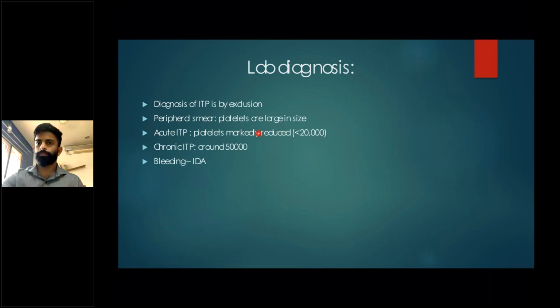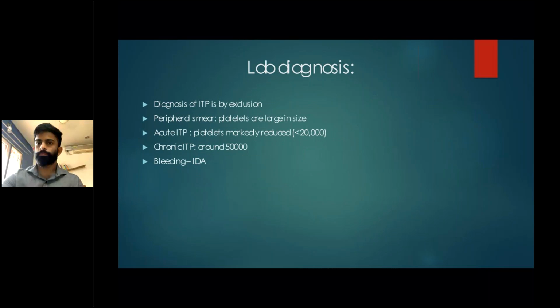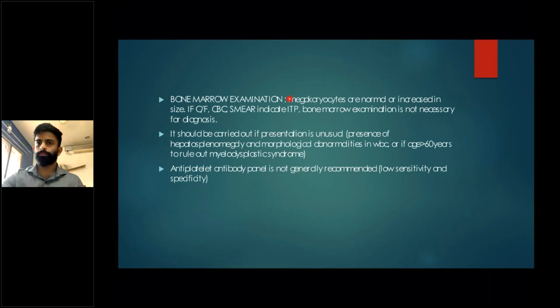On the peripheral smear, platelets are sometimes large in size. Acute ITP has platelets less than 20,000. Chronic ITP is around 50,000. Bleeding leads to iron deficiency anemia. Picture in the peripheral smear. Bone marrow examination: megakaryocytes are normal or increased in size.